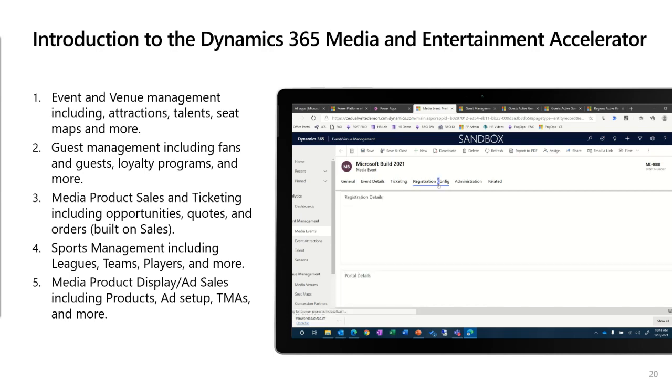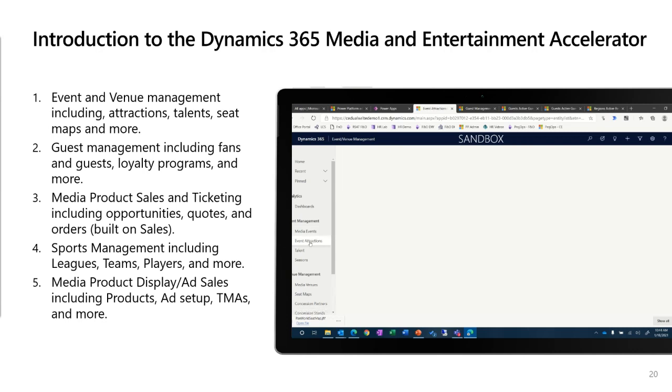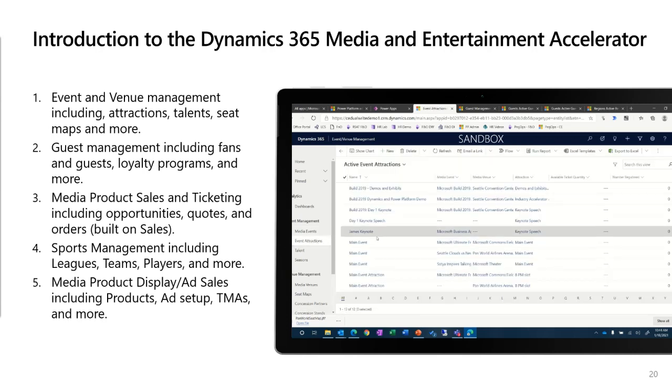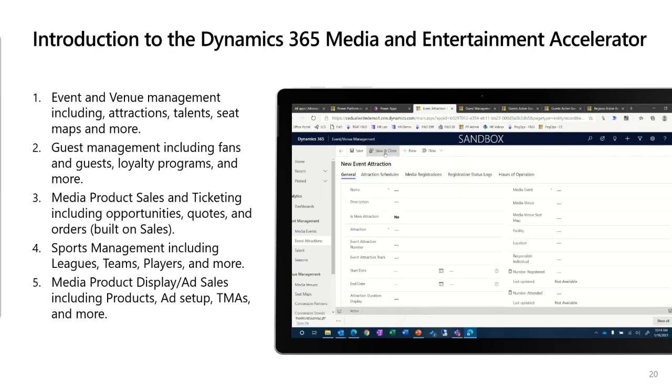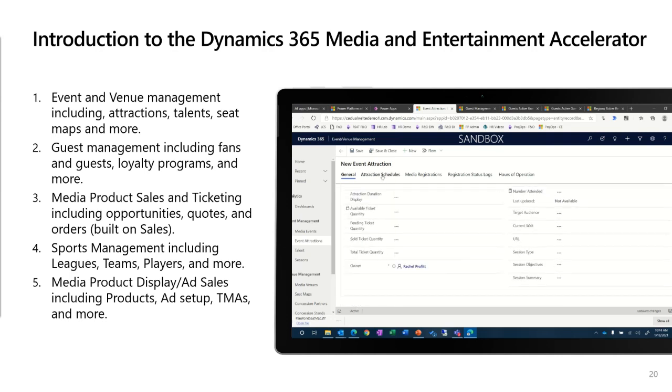It doesn't have to be conference type events. It could really be any type of event that you're hosting. We also have event attractions. So if there's different attractions that are happening at the event, in the example here of Microsoft Build, we're tracking each of the different keynotes and each of the different breakout sessions and so on, and linking that information in, indicating the facility and the location, what room it's in, the type of session, so on and so forth.